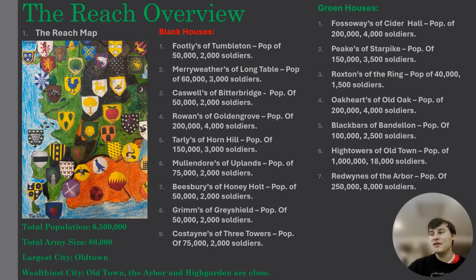And again, for a bit of a spoiler and a bit of fun fact here, you will see two massive and bloody battles at Tumbleton, most likely in season 3. You have the Merryweathers of Longtable. They're just below the Footleys of Tumbleton with that Thanksgiving-looking sigil.